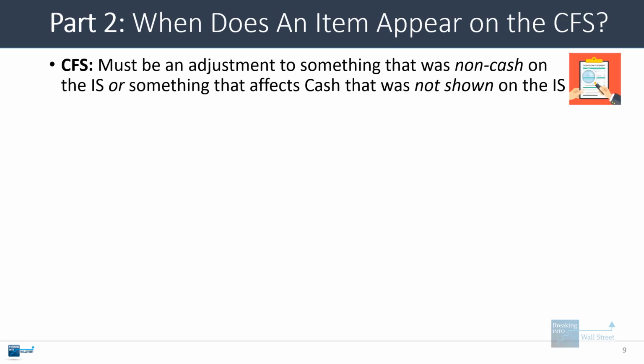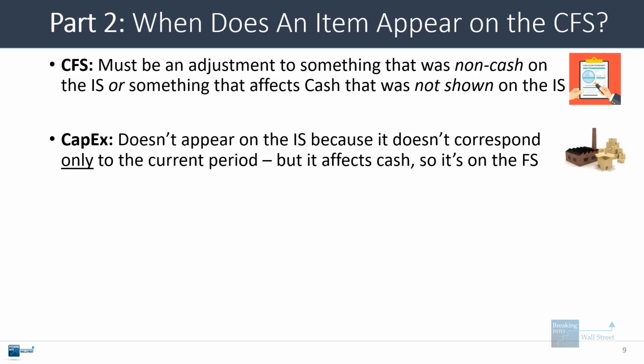When does an item appear on the cash flow statement? So to appear in the cash flow statement, an item has to be an adjustment to something that was non-cash on the income statement or something that affects the company's cash balance but was just not shown at all on the income statement. So I think the perfect example here is capital expenditures or CapEx and depreciation.